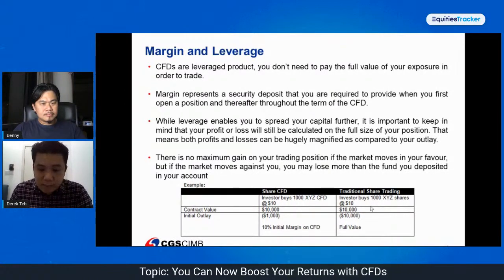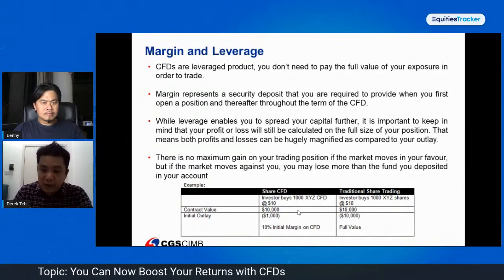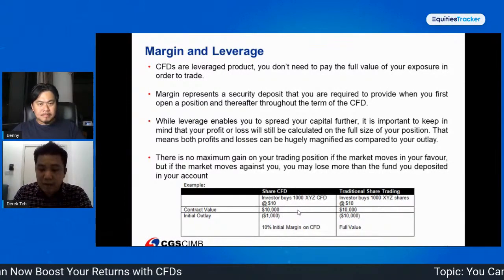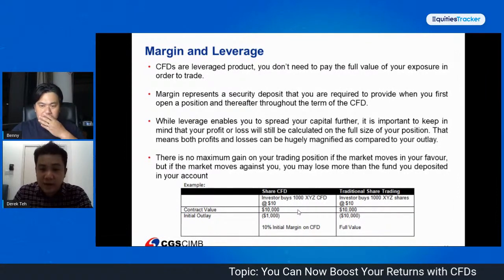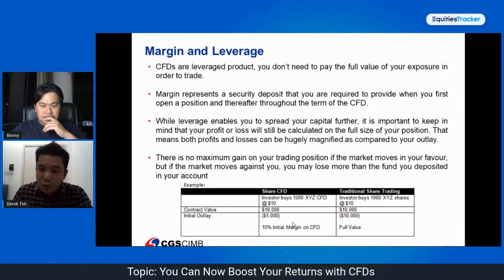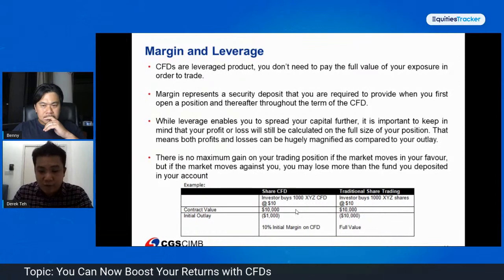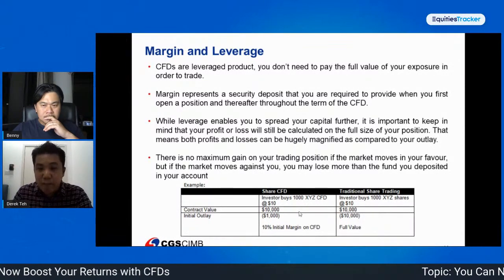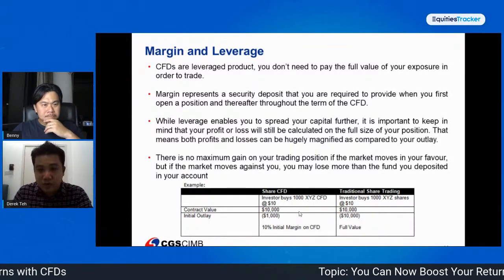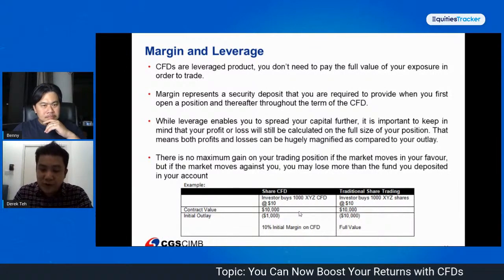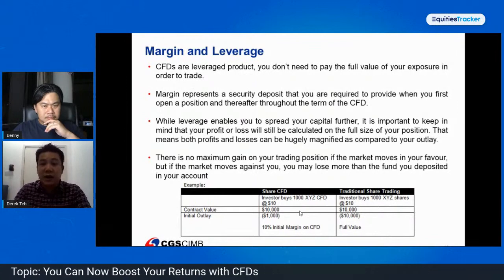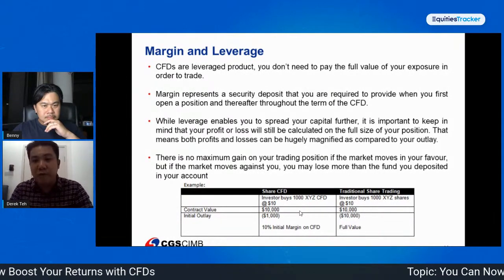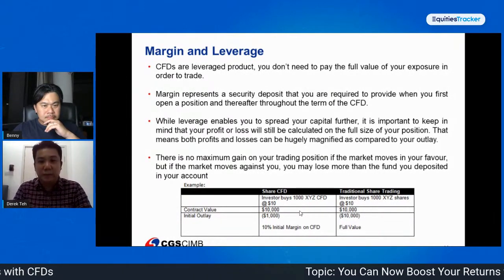This example shows that the initial outlay required to have the same exposure of 1,000 units of XYZ shares is only 1,000 for CFD based on a 10% margin requirement, versus traditional share trading, where you need 10,000 for the full value of the shares.